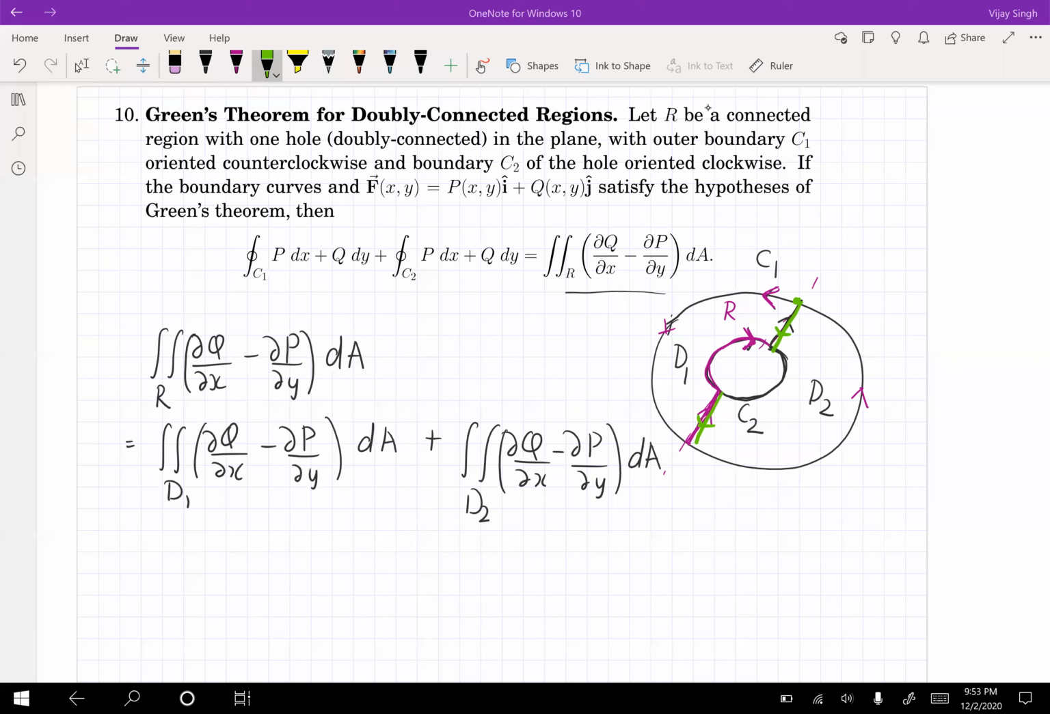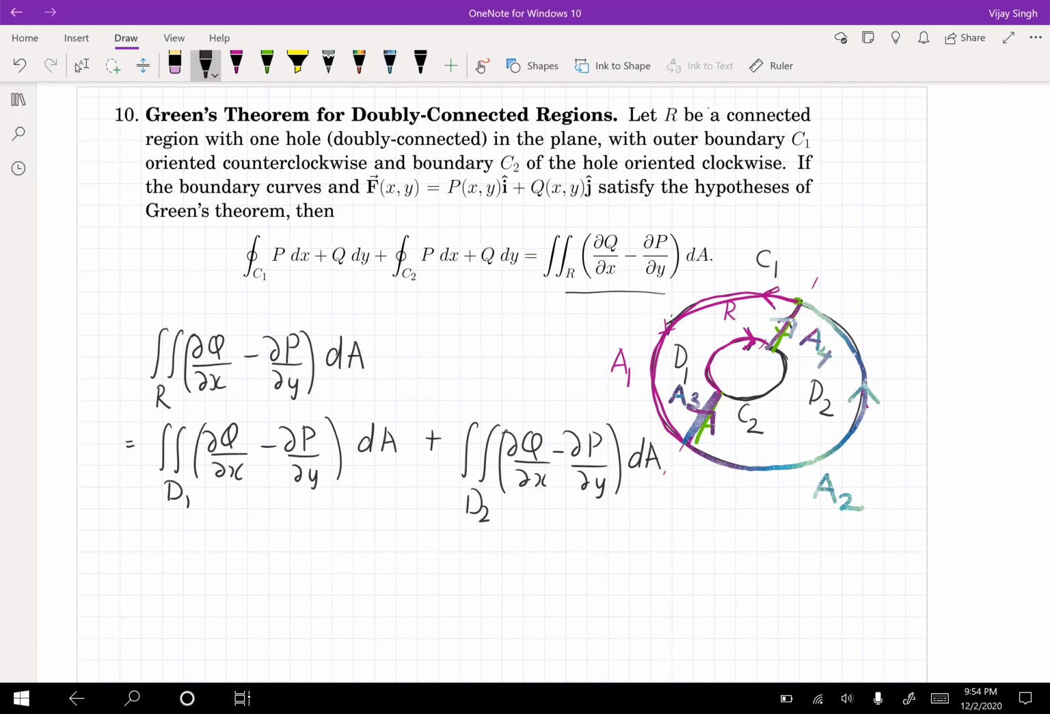Let's call this piece on top A1. Let's call this piece here A2. Let's call this direction A3. And let's call this direction A4. All right. So now what do we get?